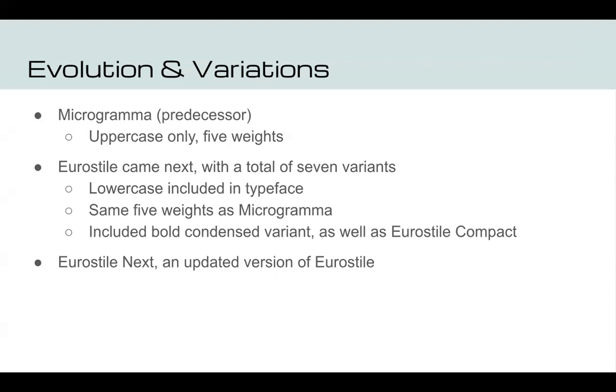uppercase, and it came in a total of five variations of different font weights. Eurostile came next, and it has a total of seven different variations. So it expanded upon Microgramma to also include lowercase, and it has the same five font weights as Microgramma, as well as a bold condensed variant and a narrow variant called Eurostile Compact.